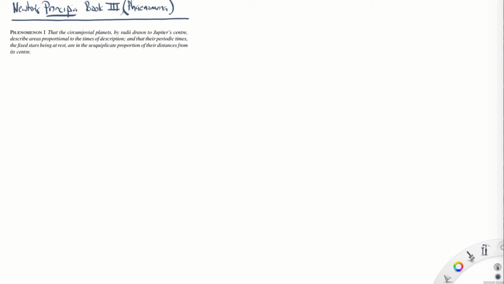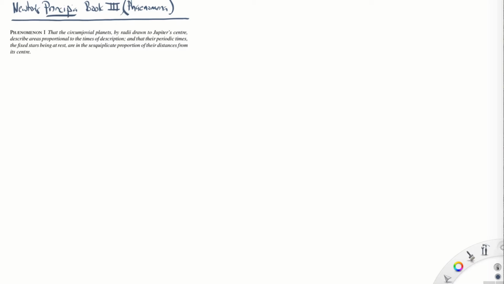This I have printed on the screen here. So I'm just going to read it and then I will explain what it is that he's talking about. Okay, so phenomenon 1 says that the circumjovial planets, by radii drawn to Jupiter's center, describe areas proportional to the times of description, and that their periodic times, the fixed stars being at rest, are in the sesquiplicate proportion of their distances from its center.